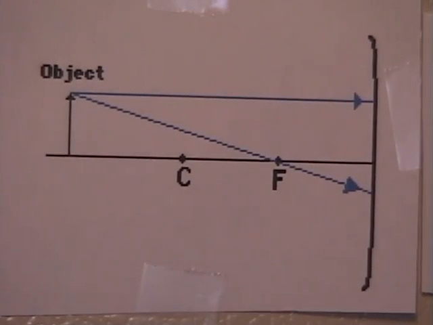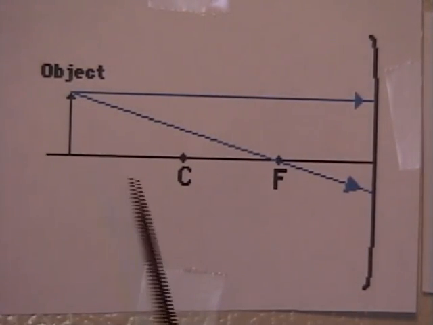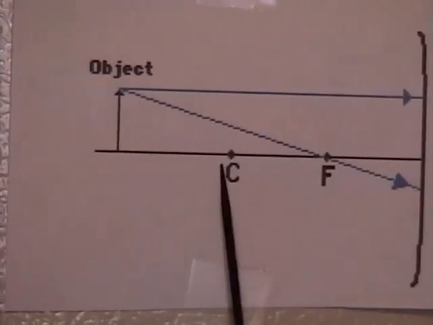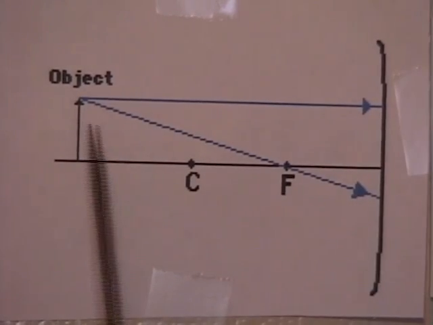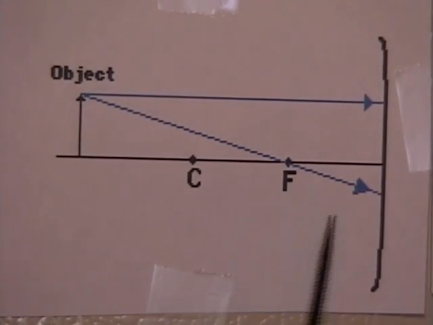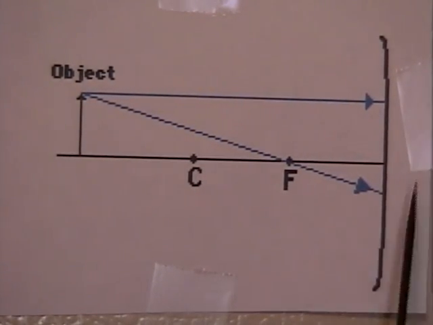First, we'll review ray tracing. Here we have our object. It is outside the center of curvature. We draw a line parallel to the principal axis, and then one going through the focal point. Both lines will hit the mirror.